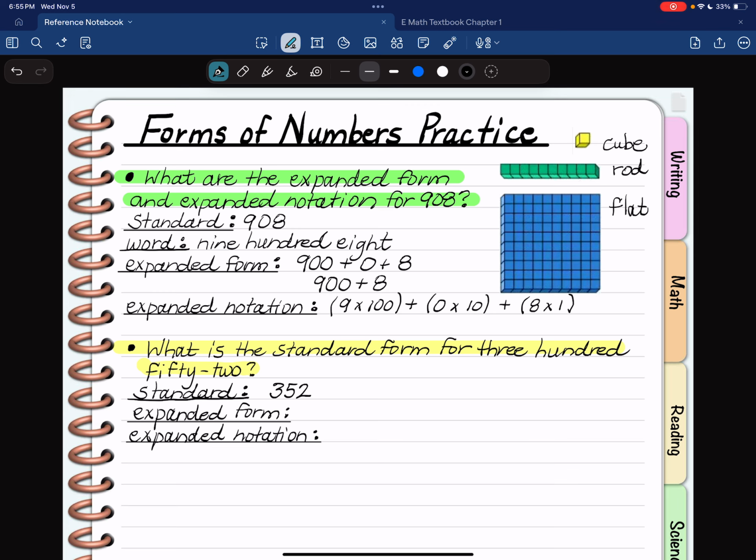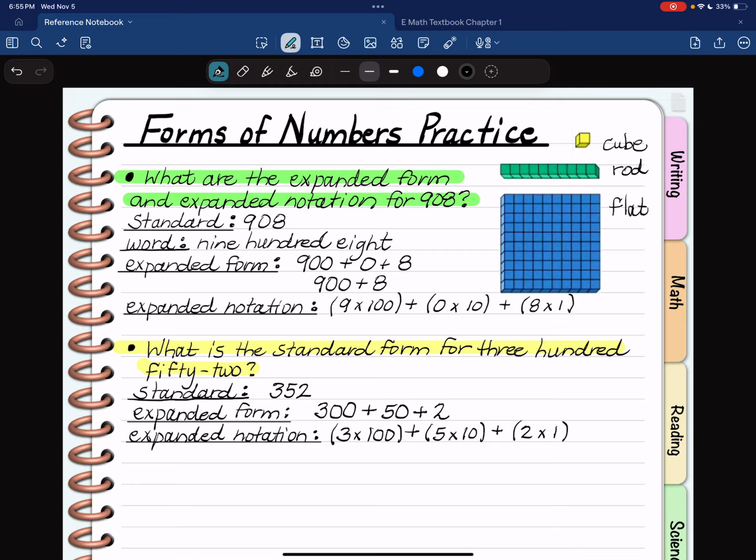So expanded form would be 3 flats or 300s plus 5 rods, 5 tens, plus 2 cubes. That's expanded form. Expanded notation is 3 times 100 plus 5 times 10 plus 2 times 1. 352.